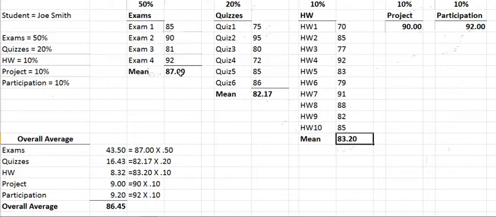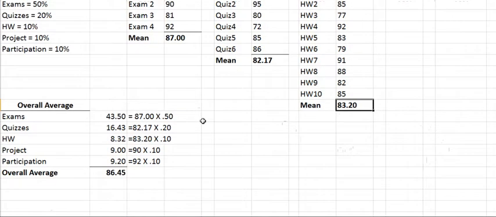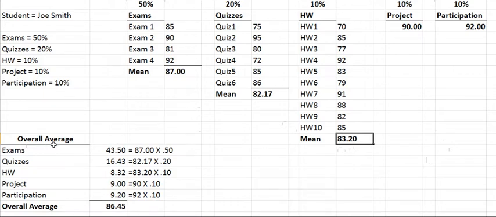Notice we used 2 decimal places, and the reason we did that was to see if his final grade needed to be rounded up or down. If his final grade was an 87.5, it would round up to an 88 or something along those lines. Now, down below, we have our calculation for the overall average.